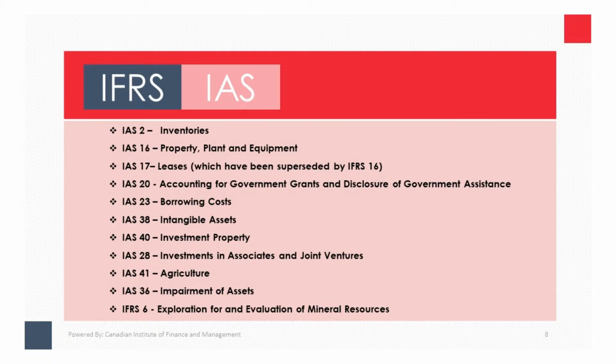IAS 40, Investment Property, IAS 28, Investments in Associates and Joint Ventures, IAS 41, Agriculture, IAS 36, Impairment of Assets, IFRS 6, Exploration for and Evaluation of Mineral Resources.